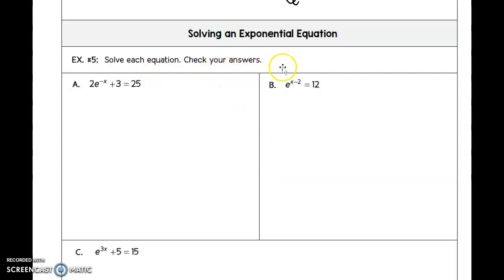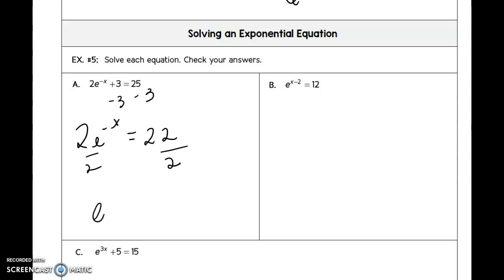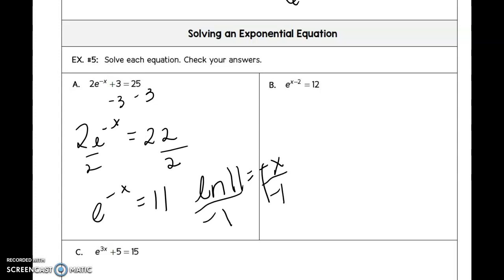Okay, so we want to solve each equation. Check your answers. That's important too, because sometimes we have extraneous solutions. Maybe you remember that. So here we know we need to subtract 3 on both sides. So 25 minus 3 is 22. Okay, and then I have 2e to the power of negative x. I have to get rid of this 2, so I'm going to divide by 2 on both sides. Now I have to rewrite this, so this becomes ln of 11 equals negative x. How do I get x by itself? Well, you have to divide by a negative, right? So divide by negative 1 on both sides. And then you're going to type this in, negative ln of 11, get your answer.